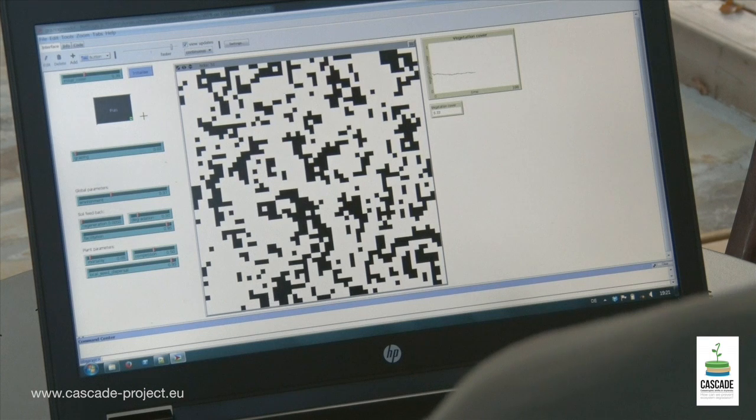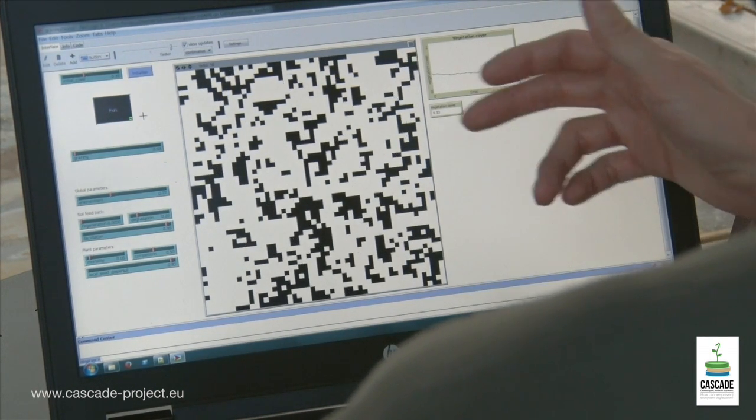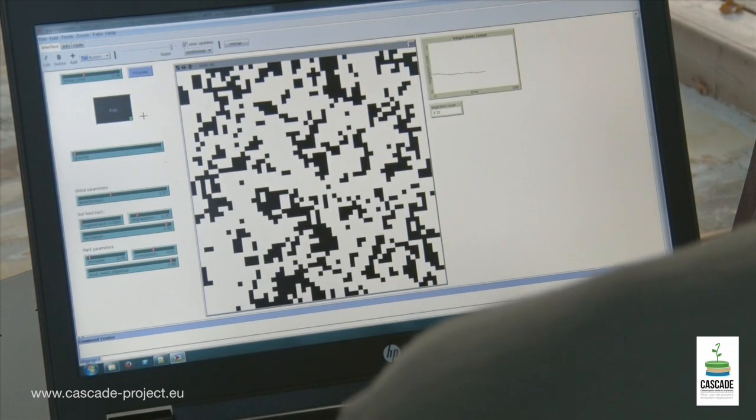So, by using computer simulations, we can investigate how vegetation pattern develops over time. And we can use this to see how different types of pressure, like aridity or grazing, have an effect on the vegetation. So, this is what the model simulations look like in the computer. We can see the vegetation patches in black and the bare soil in white between them.